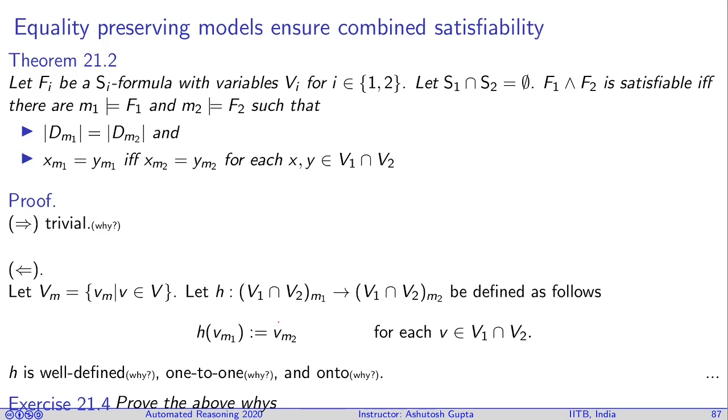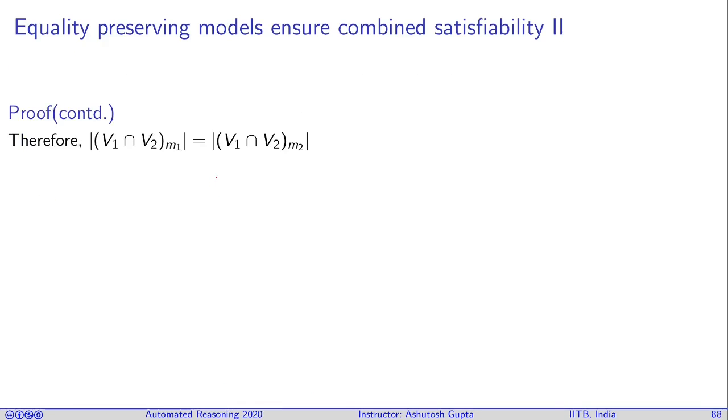We can say h is well defined because of this property, and 1 to 1 and onto. We can check that because of this property this holds. Therefore, the sizes of these sets, V1 intersection V2 at M1 and V1 intersection V2 at M2, are the same. Therefore, if you remove this set from DM1 and DM2, then again their sizes are the same, because DM1 and DM2 have the same sizes. That was part of the assumption.